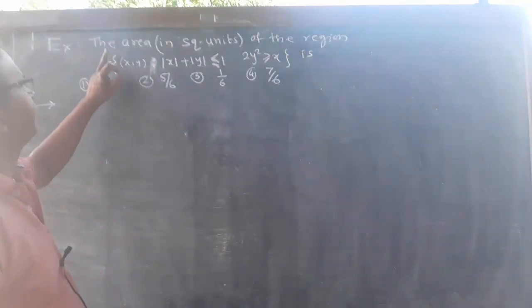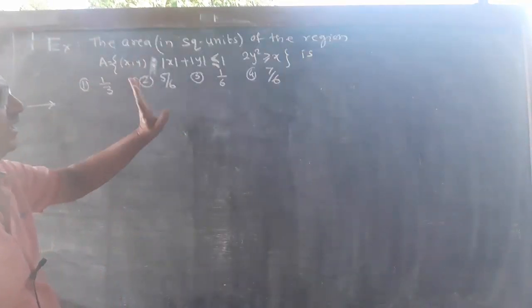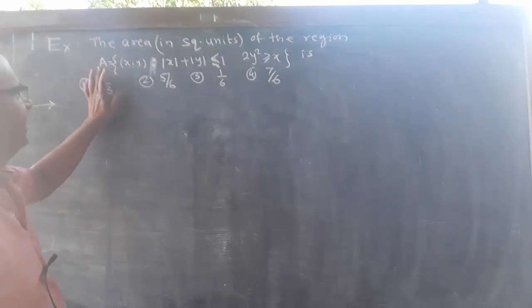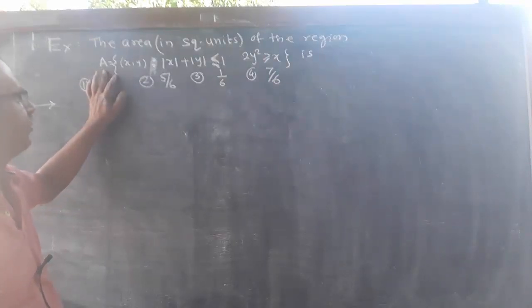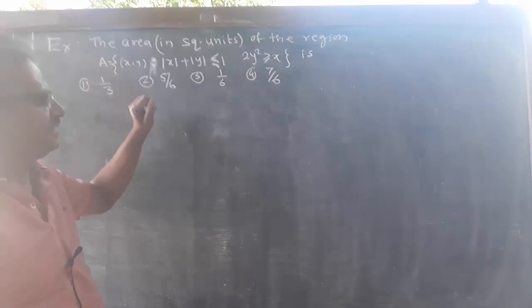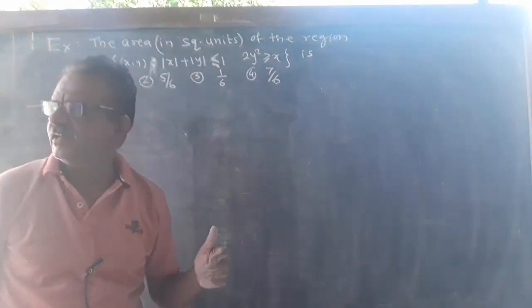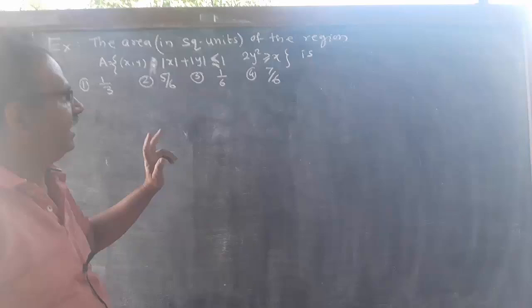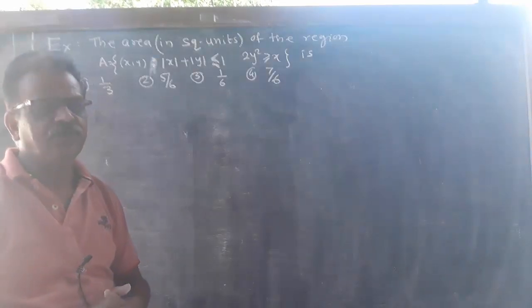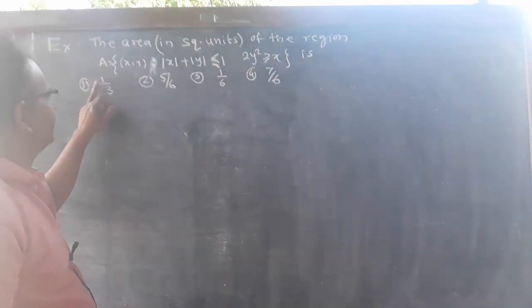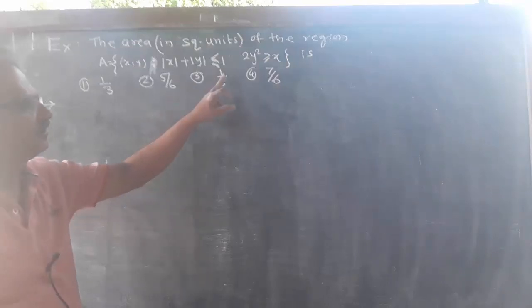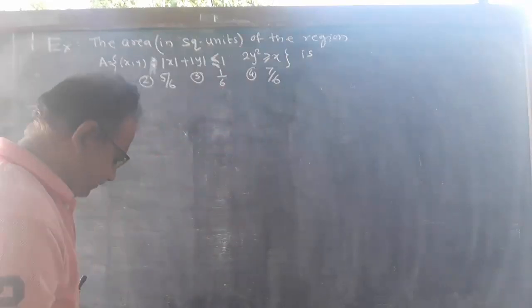Our problem is: the area in square units of the region A equal to the set of all ordered pairs x, y such that mod of x plus mod of y is less than or equal to 1 and 2y square greater than or equal to x is. Options are first 1 by 3, second 5 by 6, third 1 by 6 and fourth 7 by 6.